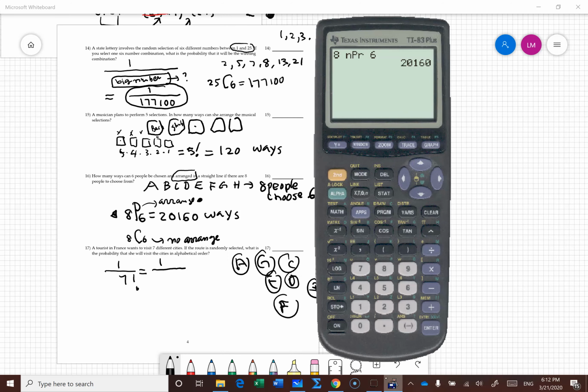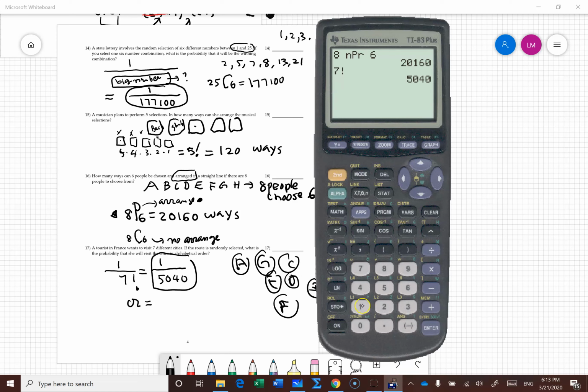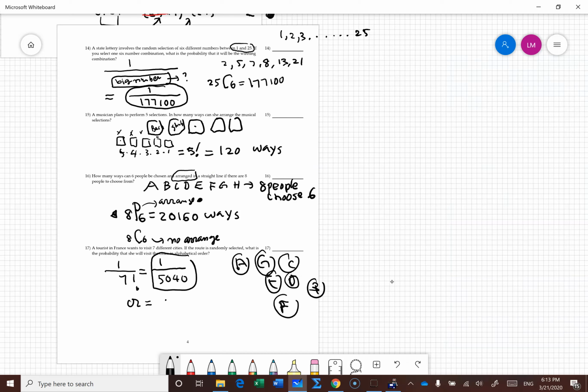Let's do 7 factorial. Go to the calculator, 7, and then math, go to PRB, and then number 4, factorial. If you hit enter one more time, 5040. Okay, this is good. Or if you put that in your calculator, 1 divided by 5040.